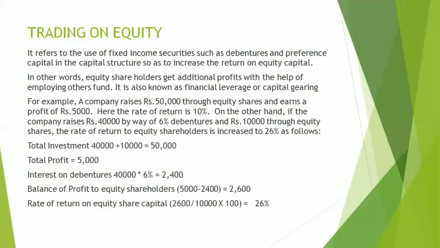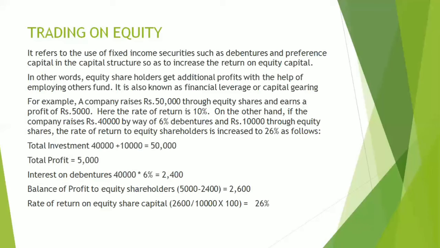How? See the calculation. Total investment 40,000 plus 10,000, 50,000. 40,000 is debenture and 10,000 is equity shares. Total profit is 5,000. Now on this 40,000 we have to pay interest at 6% because there are 6% debentures. So 6% of 40,000 is 2,400. So what will be the balance profit to equity shareholders? From total profit 5,000, 2,400 is given as interest. So remaining is 2,600. Now what is the share capital? That is only 10,000. So return on equity share capital is equal to 2,600, which is totally available to equity shareholders, divided by 10,000 into 100. So we are getting 26%.